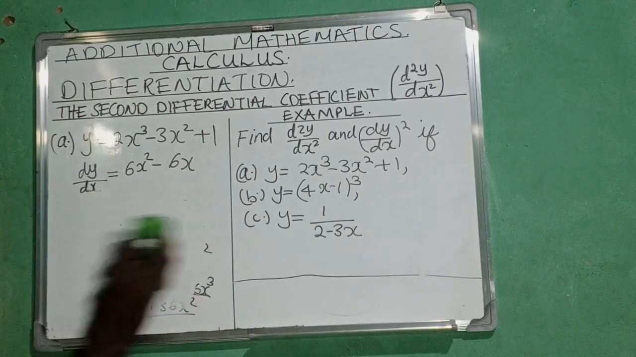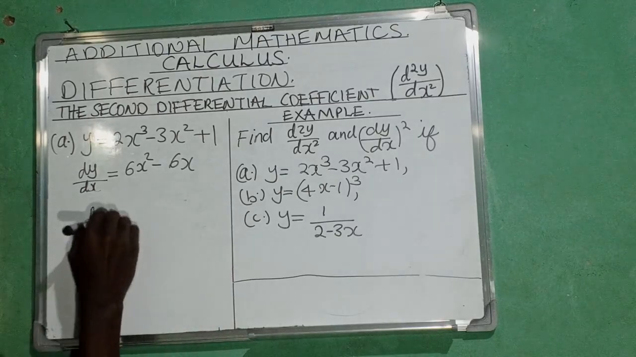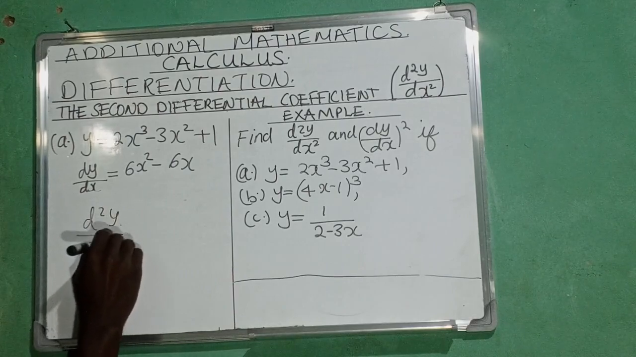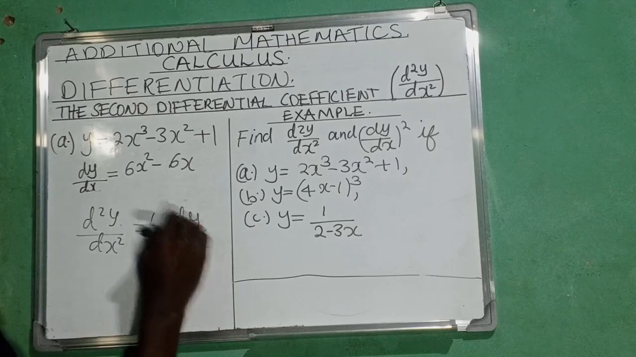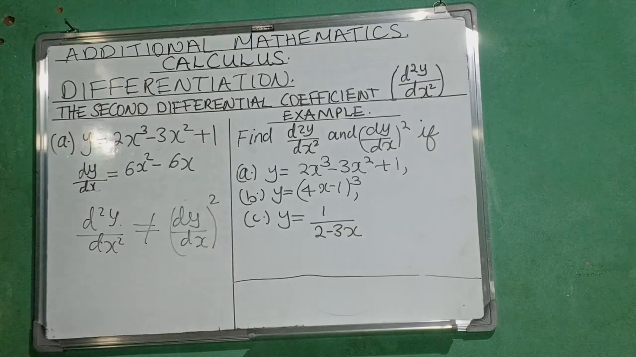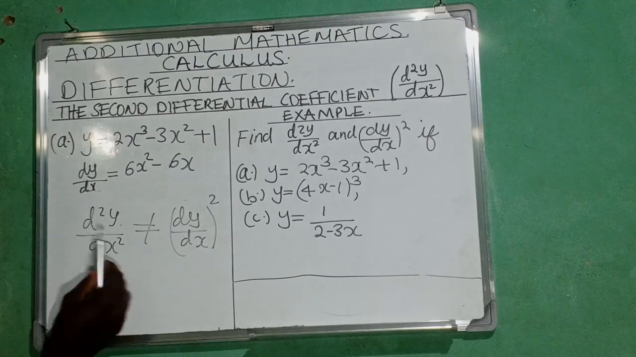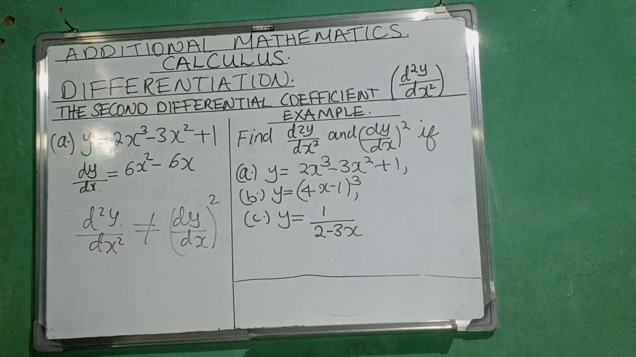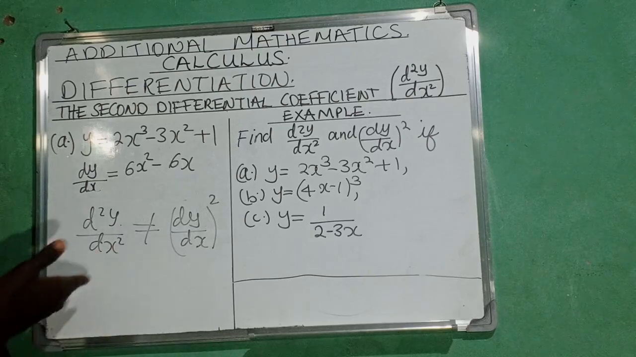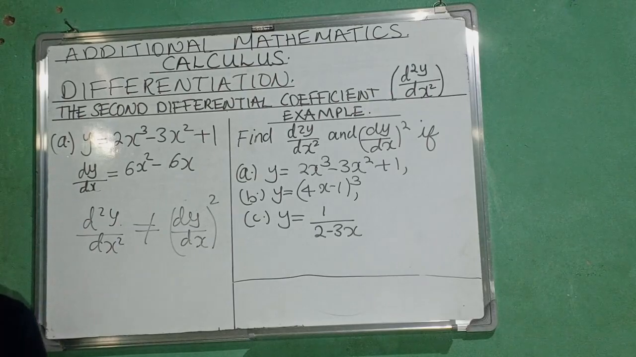So in conclusion, d2y dx2 is not equal to (dy dx) squared. This is not equal to that, and it's not the same thing. This means the second derivative is something different. That's one thing I want you to pick from this video: d2y dx2 is not the same as this.